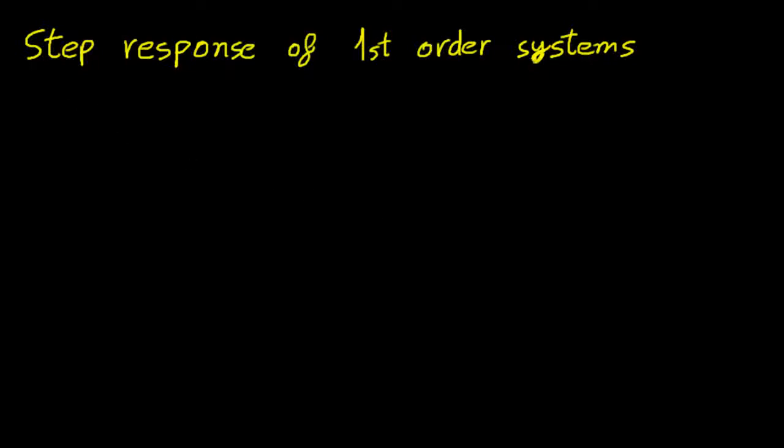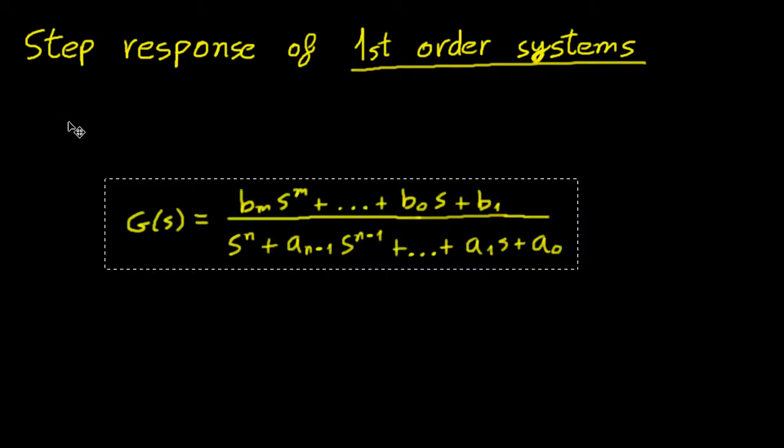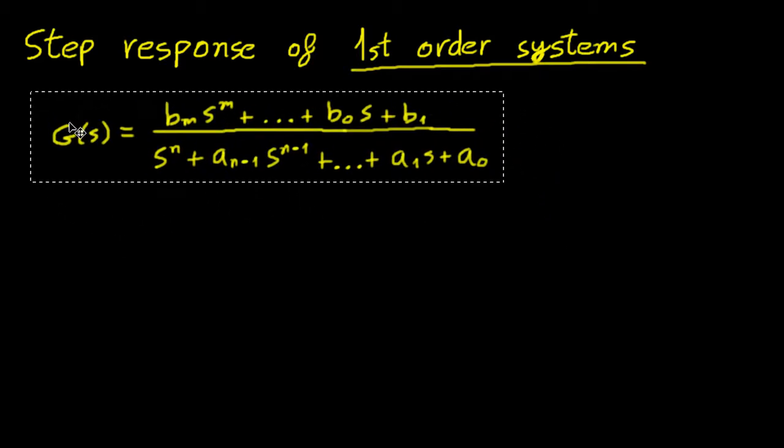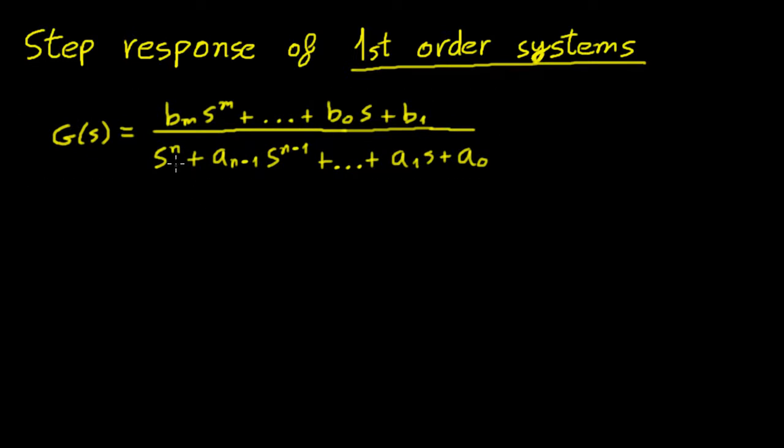Let's begin our dynamic characterization of linear systems with the simplest system we can think of, a first order system. The order of a system is just its number of poles, or alternatively, the highest power of the denominator. So, for example, the order of this system here is n, because n is the highest power of the denominator and the system has n poles.